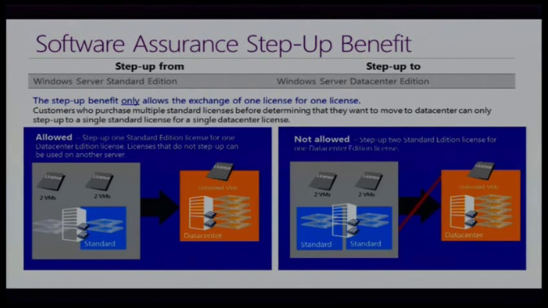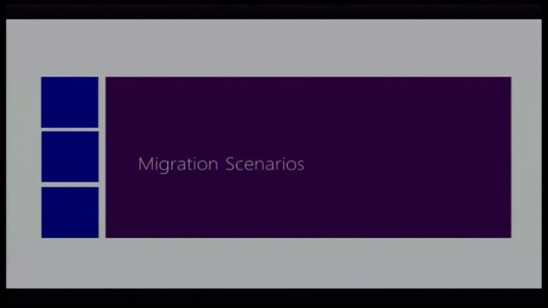It's important to note that the Software Assurance step-up benefit only allows the exchange of 1 license for 1 license. A customer who wants to step up from an existing standard license can only step up 1 standard for 1 Data Center. Deb will review in greater detail a few migration scenarios for Software Assurance customers. Great, thanks Bob. In preparation for the assessment at the end of the course, I thought it would be helpful just to see some scenarios for customer examples.